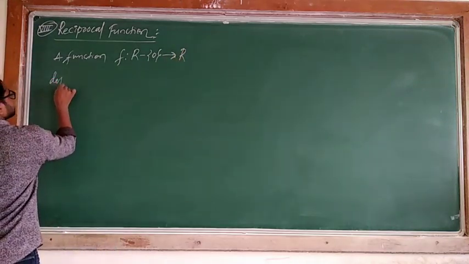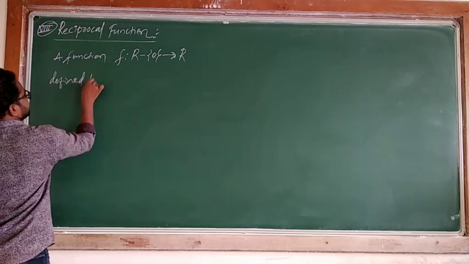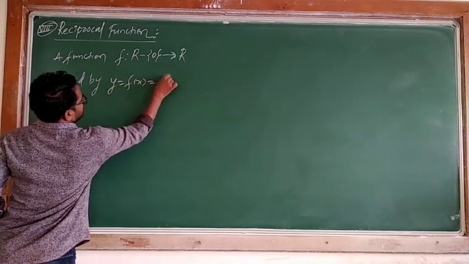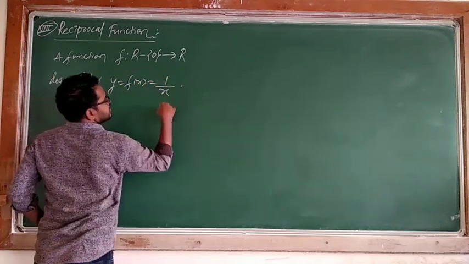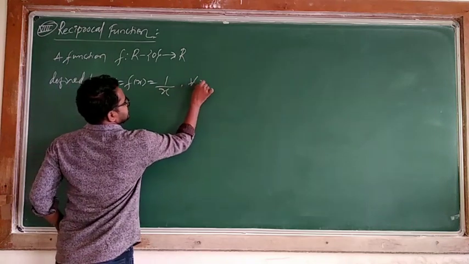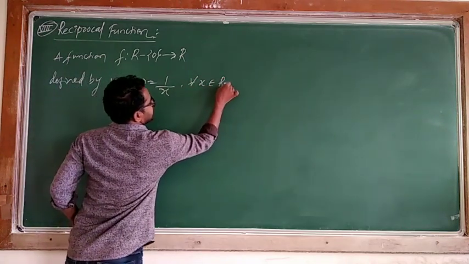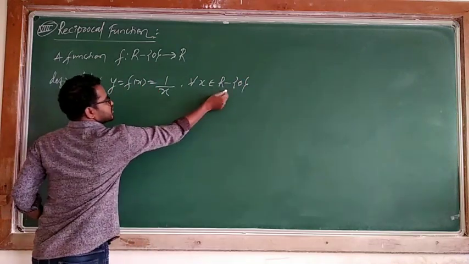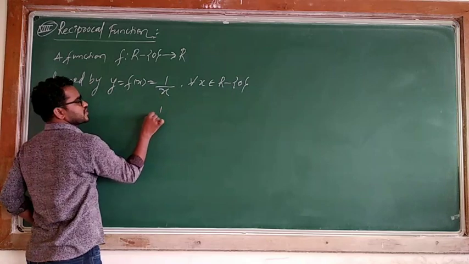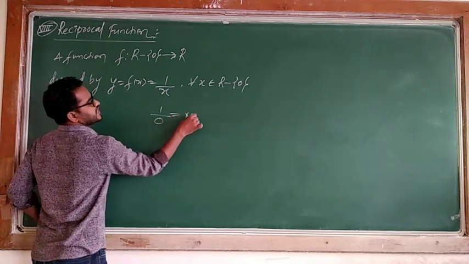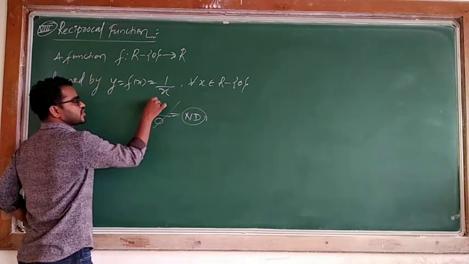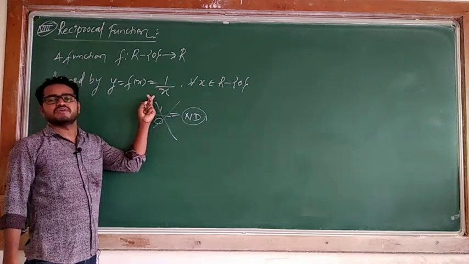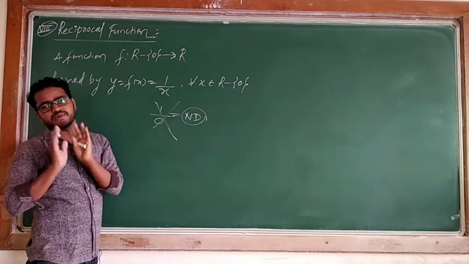Defined by y is equal to f of x is equal to 1 by x, for all x belonging to the real numbers but excluding 0. Listen here. Why am I leaving 0? When you take 0 in this case, 1 divided by 0 is not defined. Means when the value of x is 0, the function itself is not defined. When it is not possible to define, don't take that number.